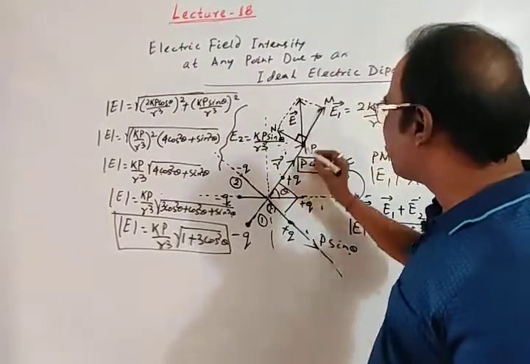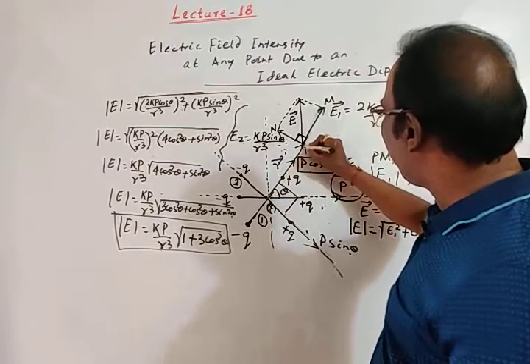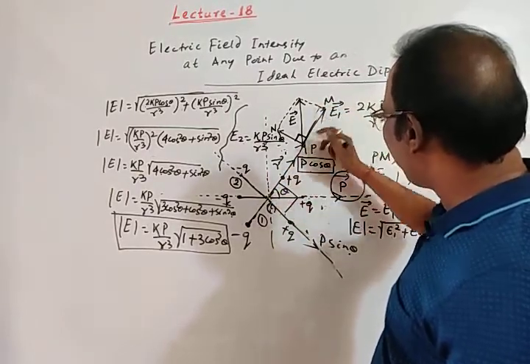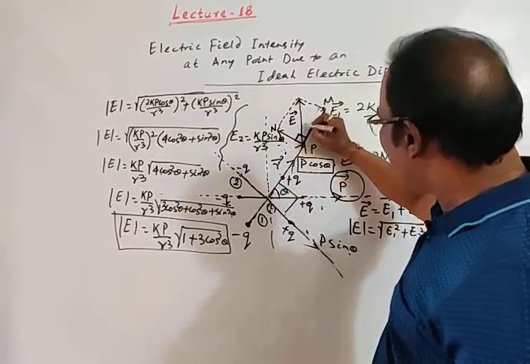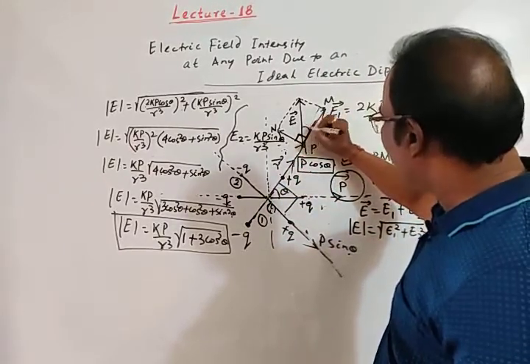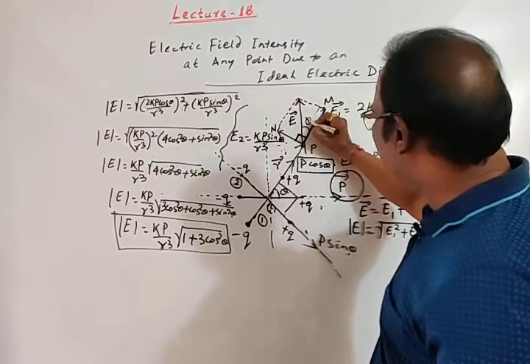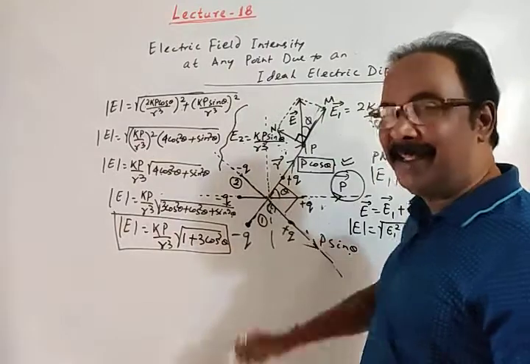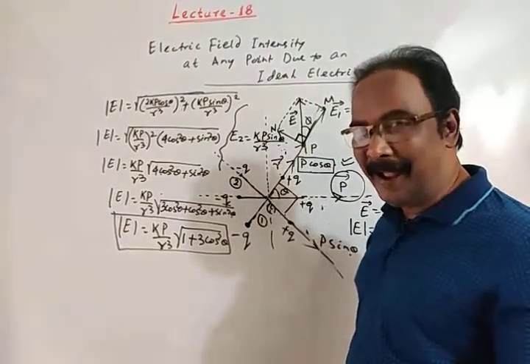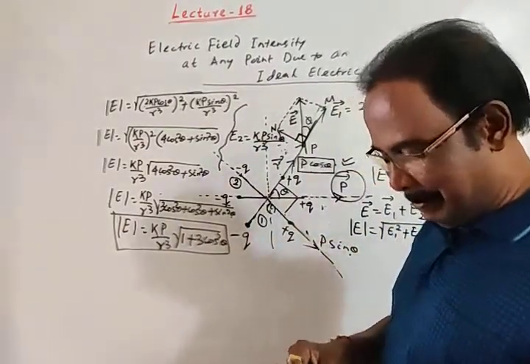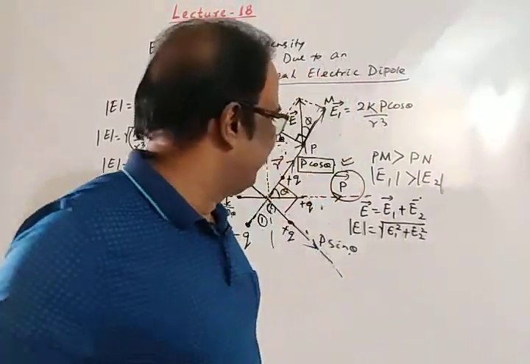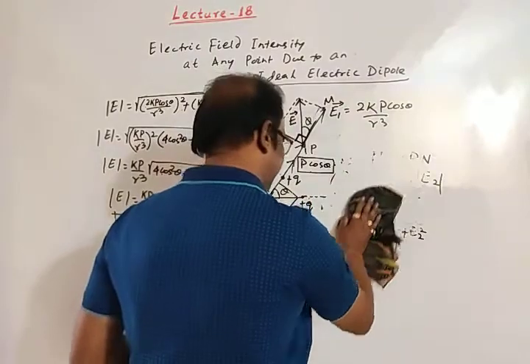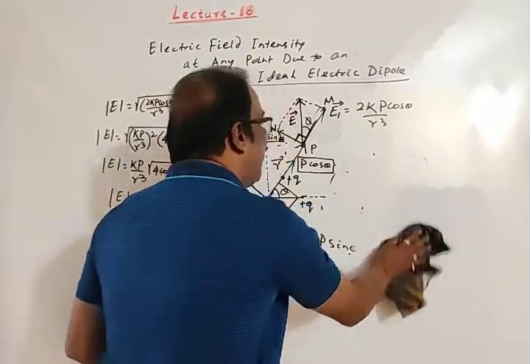Then about direction, this is the reference line r. This is the direction of r. Let the resultant field intensity make an angle phi with the reference line. Then we have to find the direction by calculating phi. I'm erasing all this on this side, then about direction.